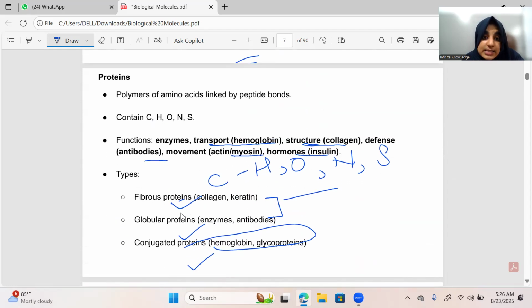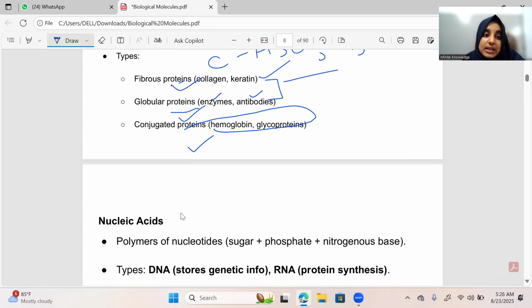And please remember the examples: antibodies and enzymes, both of them are globular proteins. This is very important for your MCQ. And keratin and collagen, both of them are what? Both of them are fibrous proteins. Okay, please remember these main key points.